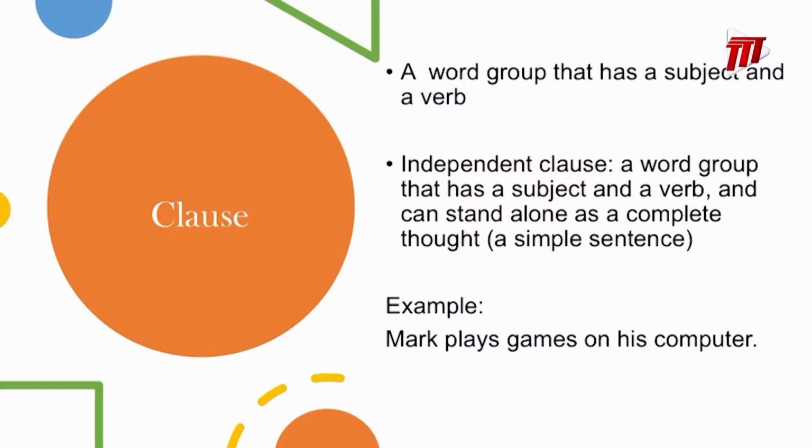Now let's talk about clauses. A clause is a group of words that has a subject and a verb. And what is an independent clause? Well, an independent clause is one that stands on its own. It doesn't need any help from anything else in the sentence. It stands on its own so much that an independent clause can also be called a simple sentence. So here's an example of a simple sentence, an independent clause.